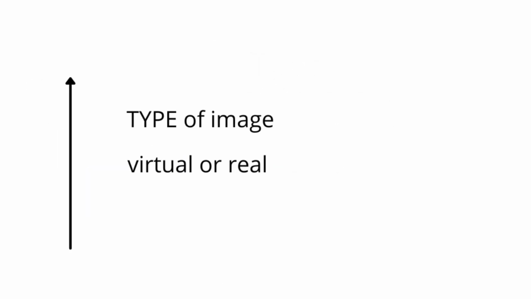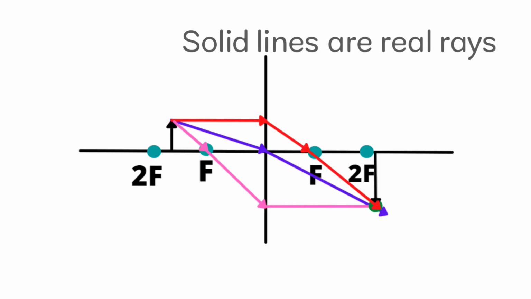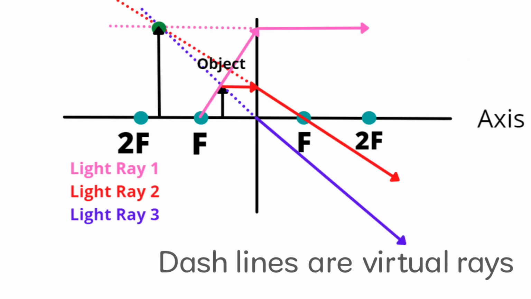An image is said to be real when it is formed due to the intersection of solid lines in the diagram, known as real rays. However, it is virtual if a dashed line called a virtual ray intersects to form the image.